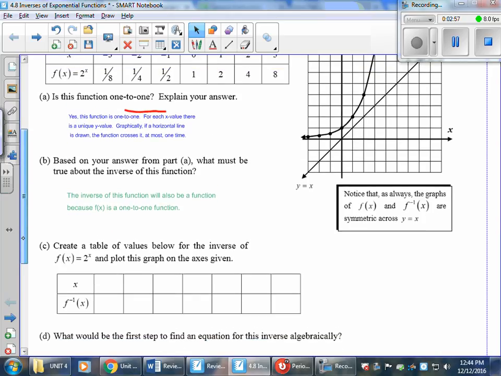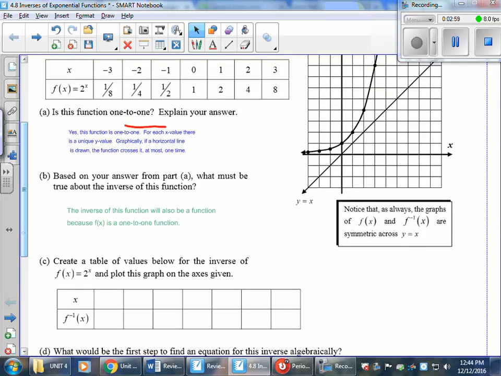So C says, create a table of values below for the inverse of 2 to the x and plot this graph on the axis given. So that just means we're going to flip the x and the y's. So my x is 1 over 8 when my y is negative 3. My x is 1 over 4 when my y is negative 2, and so on.